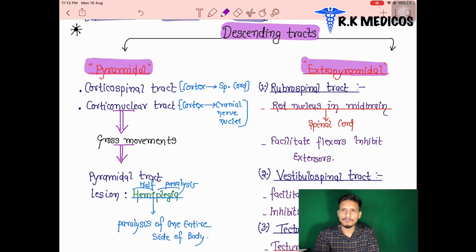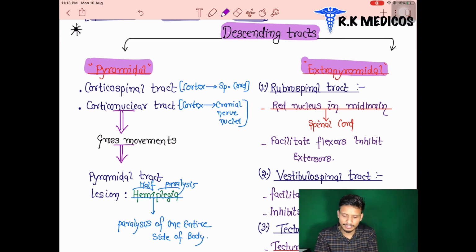And the tracts which are moving from up to down and passing through the different parts of the brain stem, but they are not going through the pyramid, all those fibers are called extrapyramidal fibers. What information do these tracts carry from upward to downward? We are going to see the names of these tracts, the function of these tracts, and what information is carried by these tracts. So it's very important for us to know. First we are going to see the pyramidal tract.